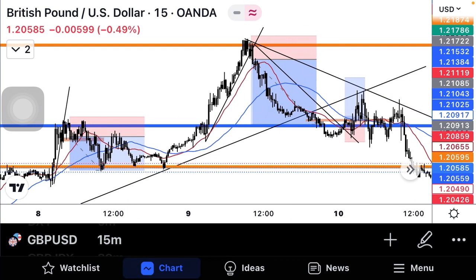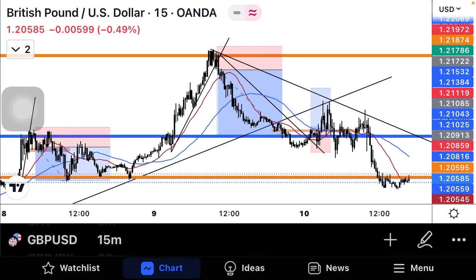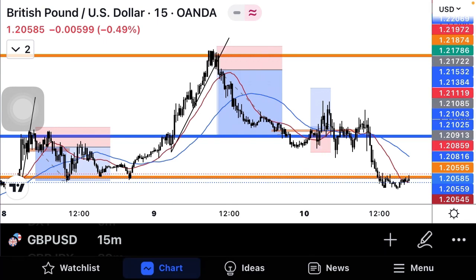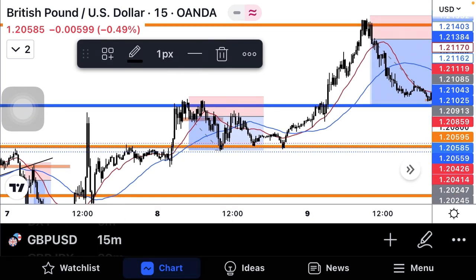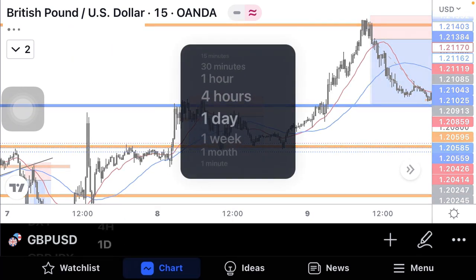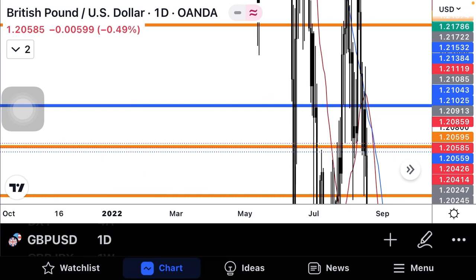So right now I'm going to be looking at the chart, and let's clear all this, and let's see what we are going to be expecting from GU this coming week. So I'll be moving to my daily time frame so that you see my levels.